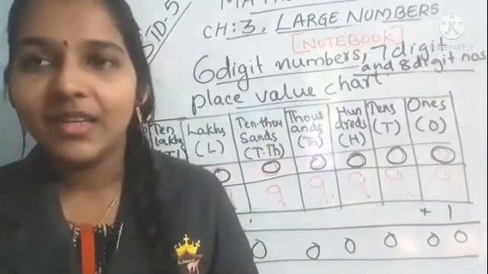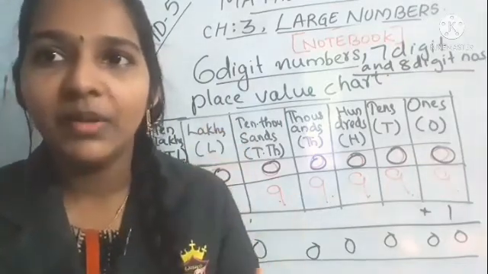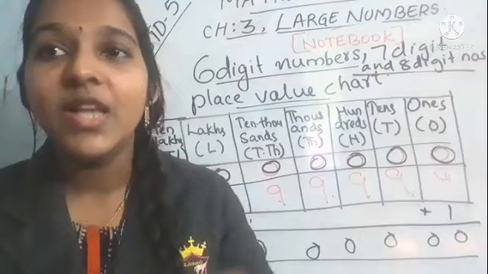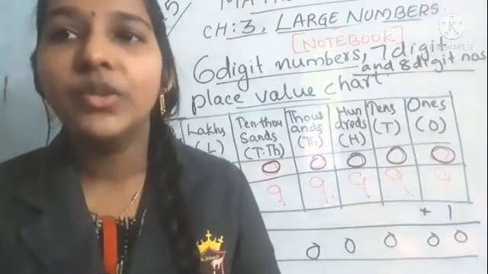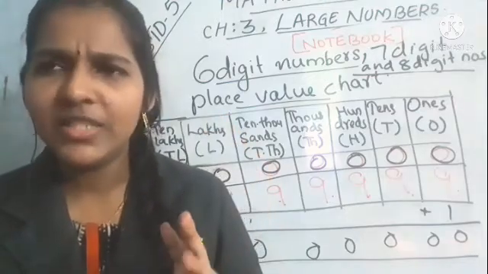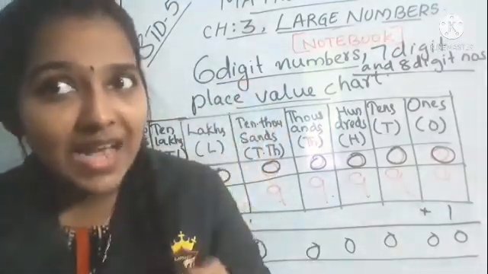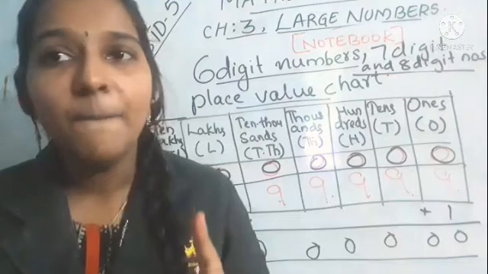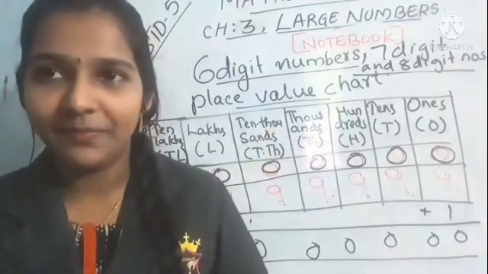In today's class we learned about 6-digit numbers, 7-digit numbers, 8-digit numbers, and about successor and predecessor. The successor of a given number is one more than that number, which means you add 1 to get the successor. Then we learned predecessor: the predecessor of a given number is one less than the given number, that is, you subtract 1 from the given number to get the predecessor. Got it?